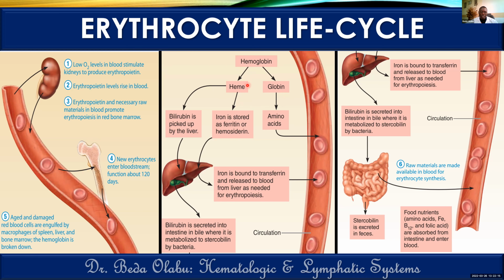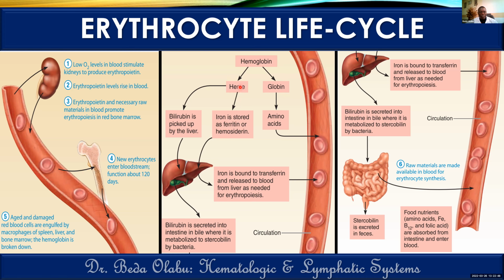The heme component of hemoglobin again becomes broken down. The iron part is usually taken and stored in the liver in the form of ferritin. So ferritin is a storage form of iron. You can check on the difference between ferritin and hemosiderin. But basically, iron becomes stored in the liver.